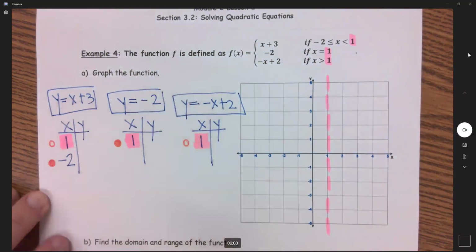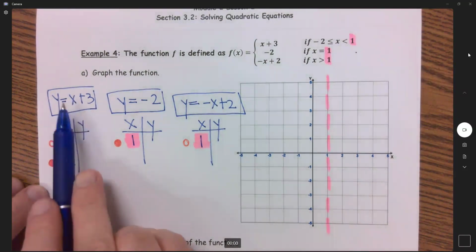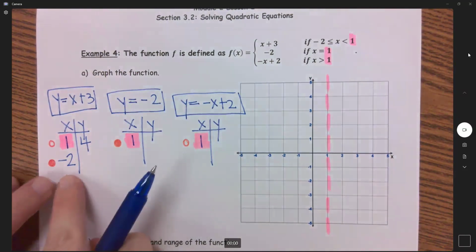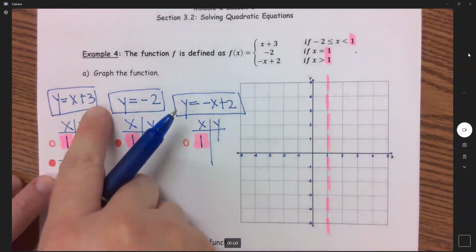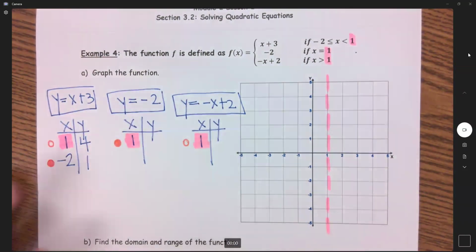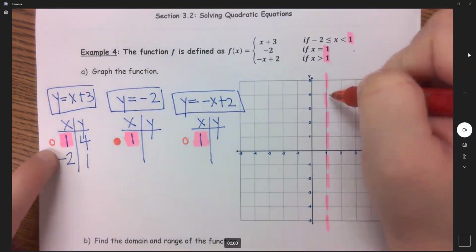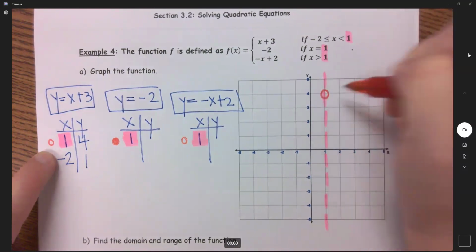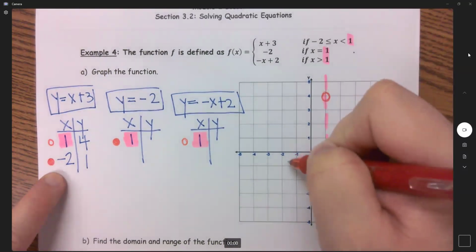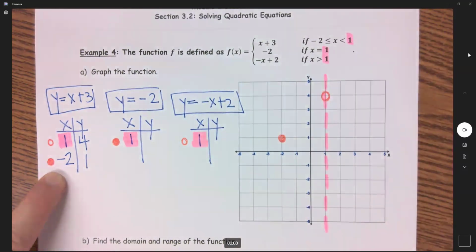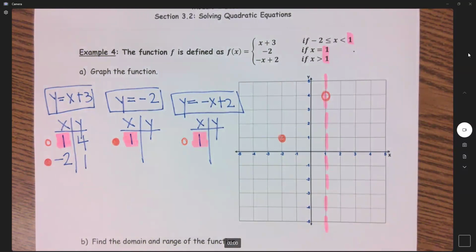So let's go ahead and graph this portion of our graph. When I substitute in a 1, 1 plus 3 gives me 4. And when I plug in a -2, -2 plus 3 gives me 1. So we have 1, 4 with an open circle. And then -2, 1 with a nice bold closed point. So now let's connect these two.